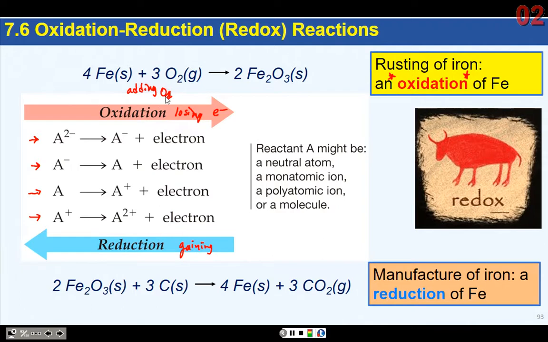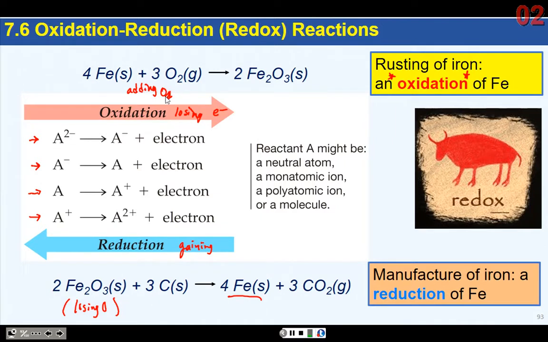The opposite is also true. Reduction is shown at the bottom, where we take that iron 3 oxide and combine it with carbon to make iron, and that's one way of manufacturing iron and then having CO2 left over. The iron is losing oxygen in the literal sense here, and therefore it is being reduced to regular plain elemental iron. So adding oxygen is a simple definition of oxidation. Losing oxygen is another definition of its reverse, namely reduction.